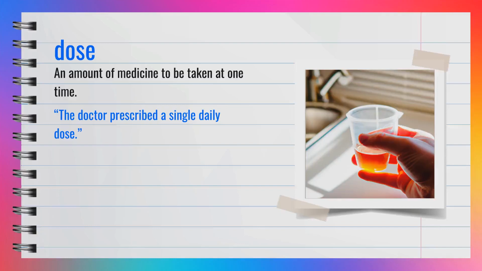The word dose is a noun. The correct pronunciation is dose. Synonyms for dose include amount and quantity. An example sentence would be, the doctor prescribed a single daily dose. Simply put, a dose is an amount of medicine to be taken at one time.